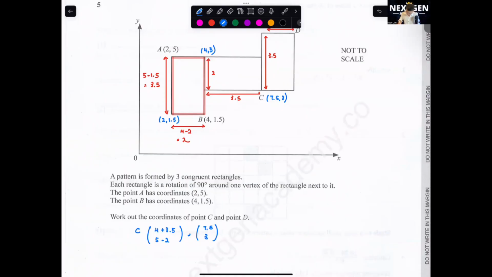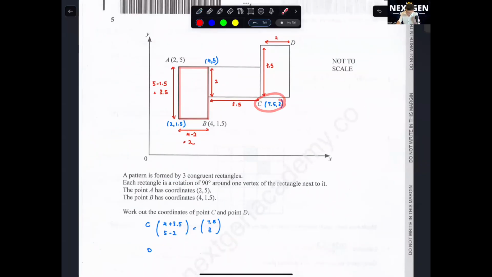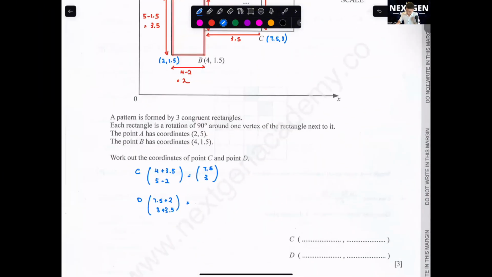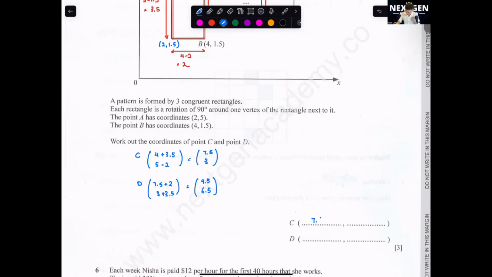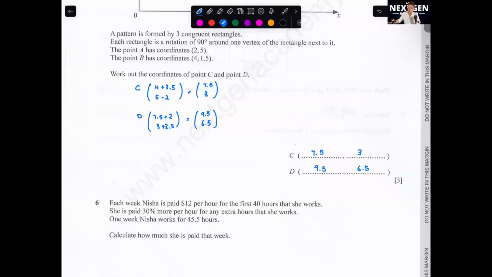Okay, for D, we continue from this point here. 7.5 plus 2, then 3 plus 3.5. We get here (9.5, 6.5). So here (7.5, 3), (9.5, 6.5). By the way, this is one of the little topics that I want you all to focus on a little bit. It's coordinate geometry together with vectors. Based on my understanding, this is one of the types of question that they will slowly introduce in this paper. So make sure you all know how to analyze your coordinate geometry. Coordinate geometry means points on the graph, on the diagram.